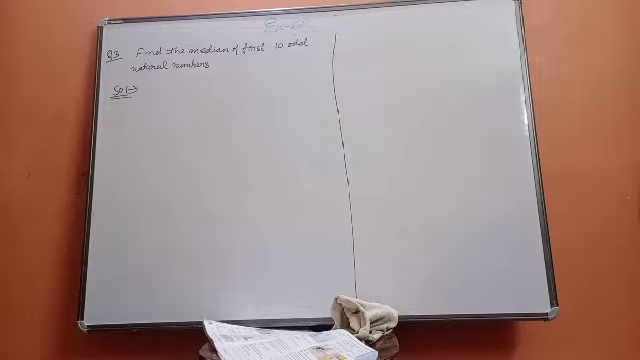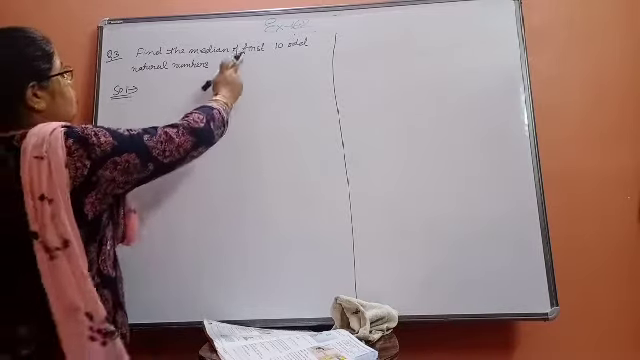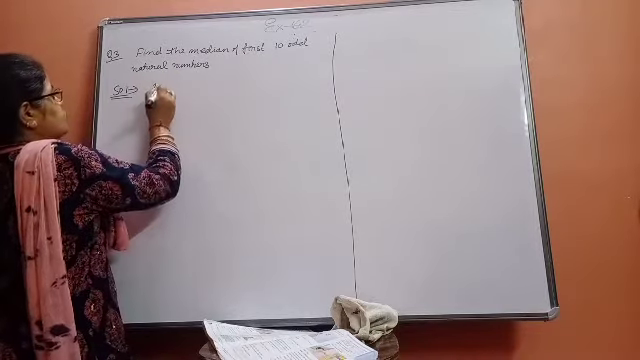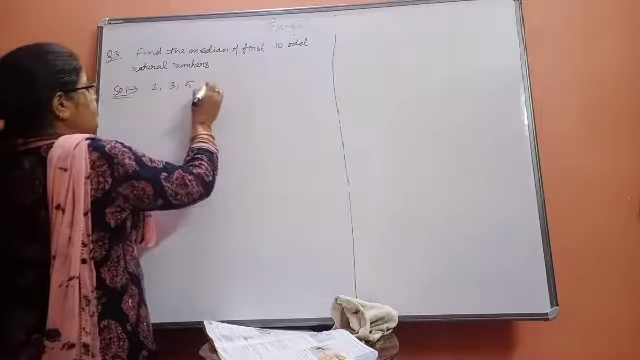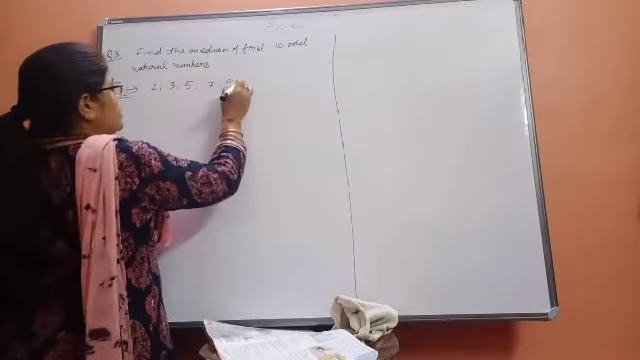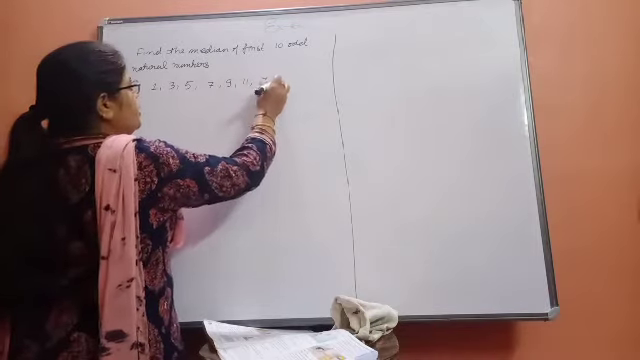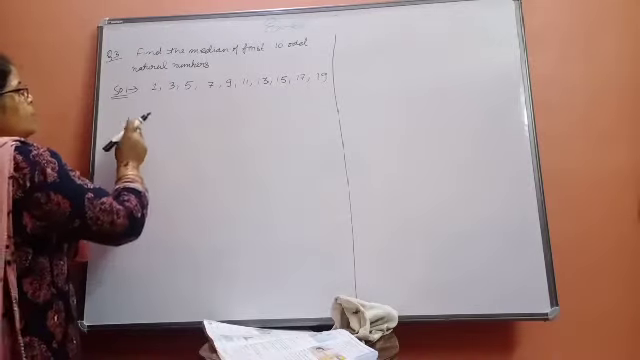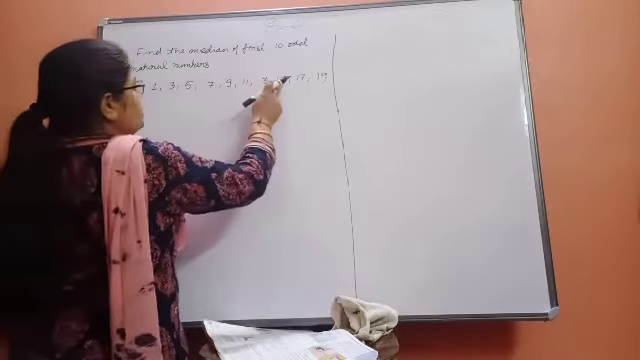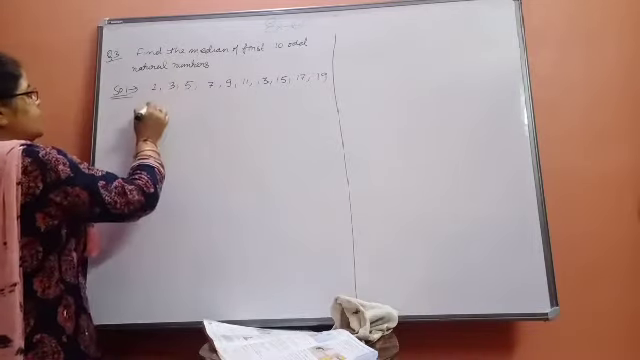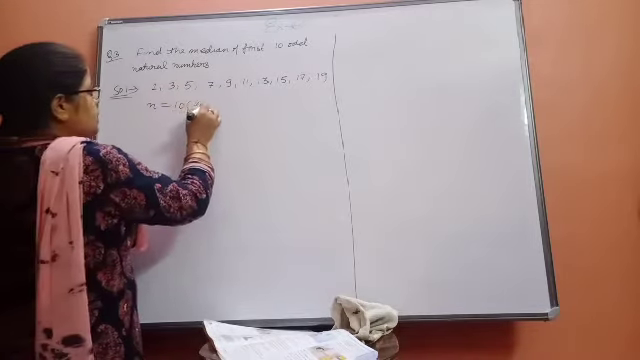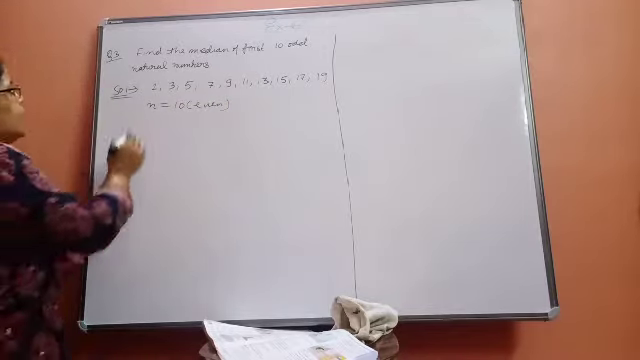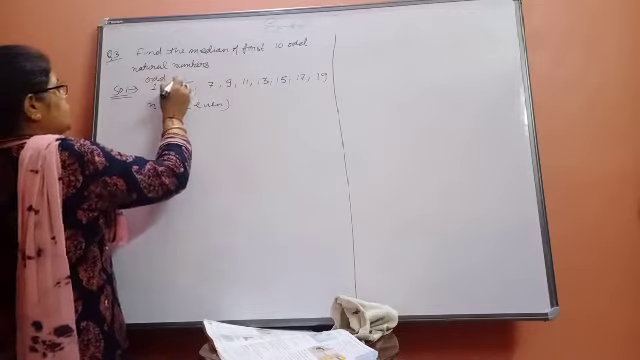Now question number 3. Find the median of the first 10 odd natural numbers. Write the odd natural numbers. First one is 1, 3, 5, 7, 9, 11, 13, 15, 17 and 19. See that all of them are 10: 1, 2, 3, 4, 5, 6, 7, 8, 9, 10. So n is equal to 10, which is even. Already they are arranged in ascending order. These are odd natural numbers.